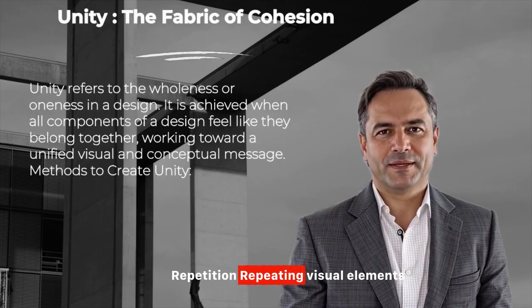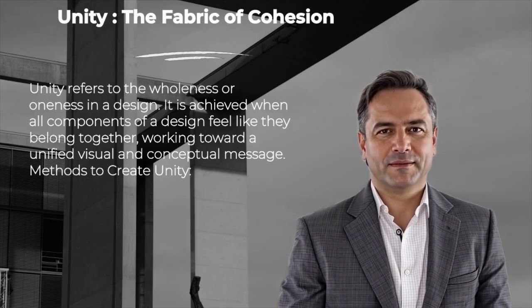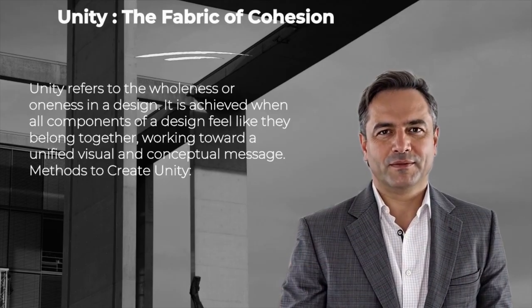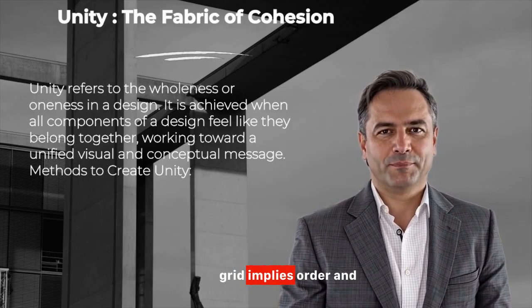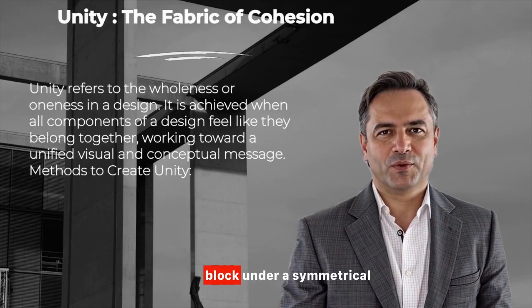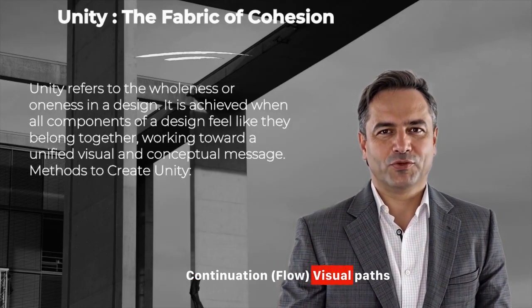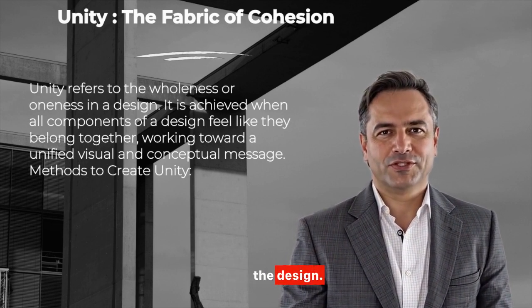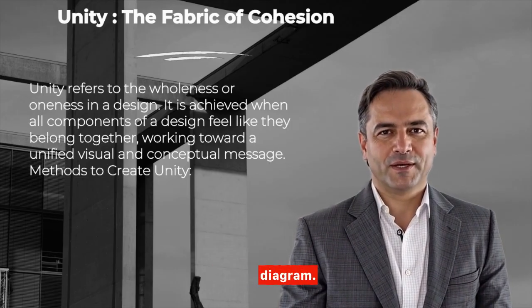Repetition: repeating visual elements, color, shapes, lines, creates consistency. Example: using the same header style across multiple pages. Alignment: positioning elements along a common line or grid implies order and structure. Example: a centered text block under a symmetrical image. Continuation, flow: visual paths or implied lines guide the eye fluidly through the design. Example: a curved arrow linking steps in a diagram.